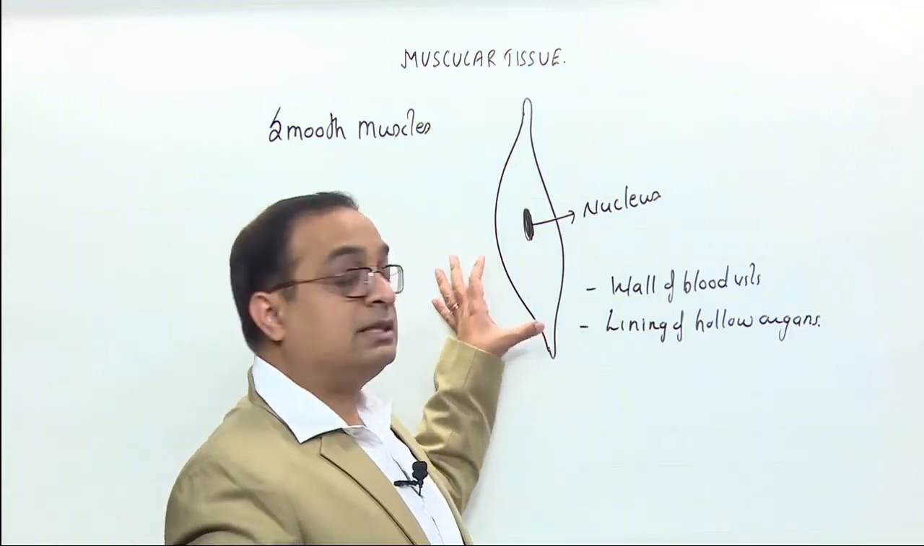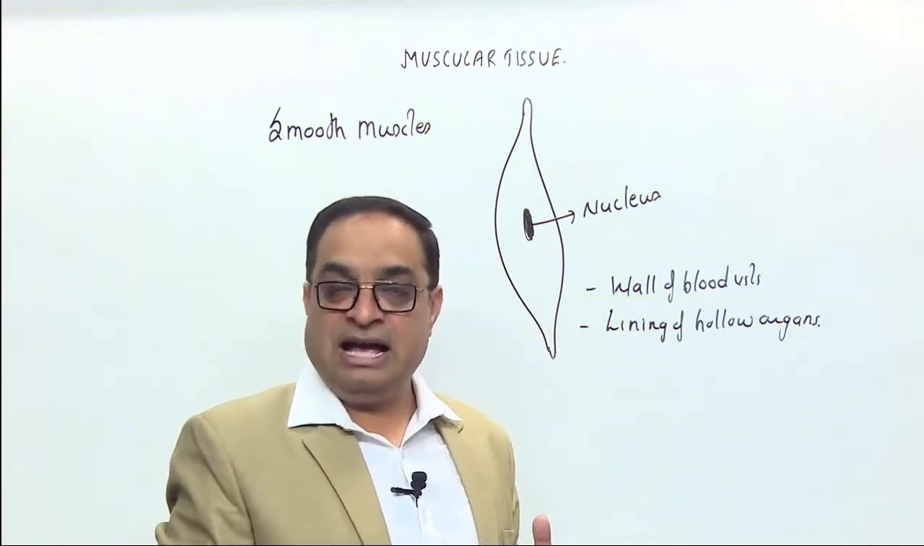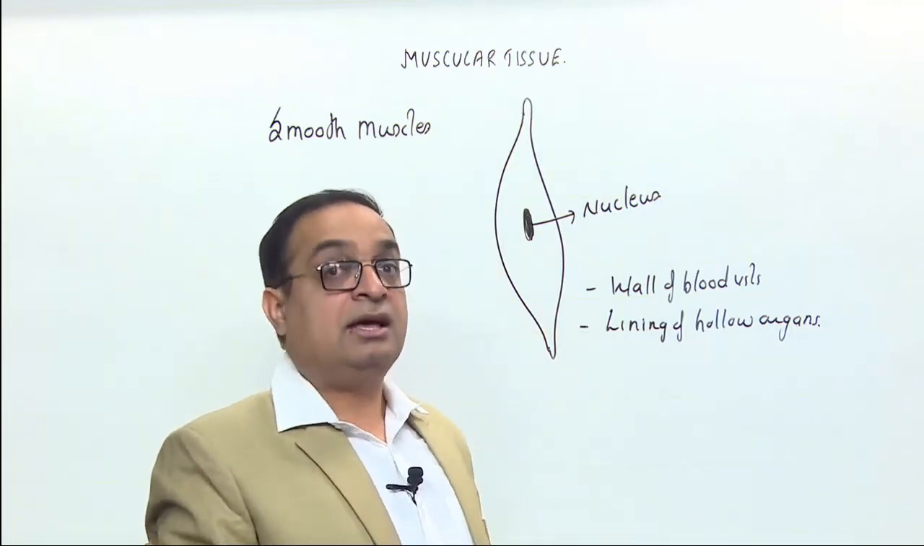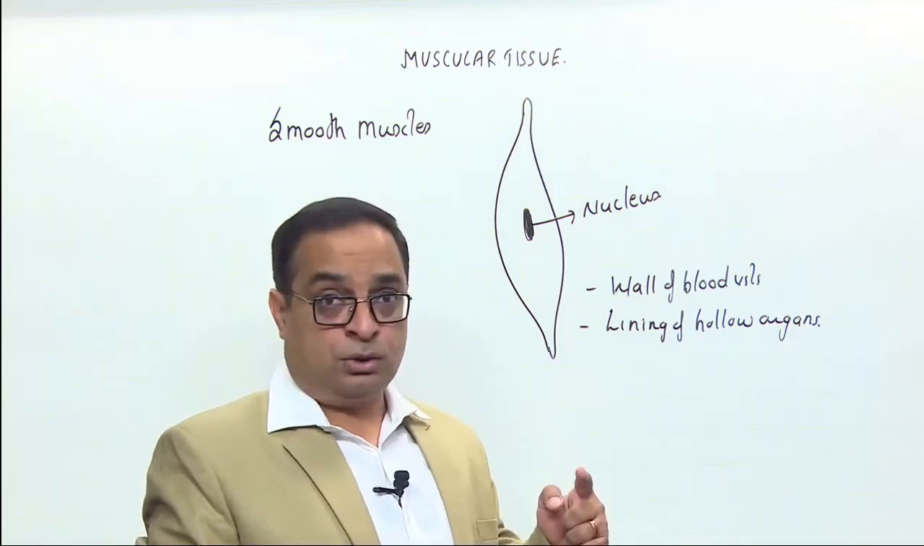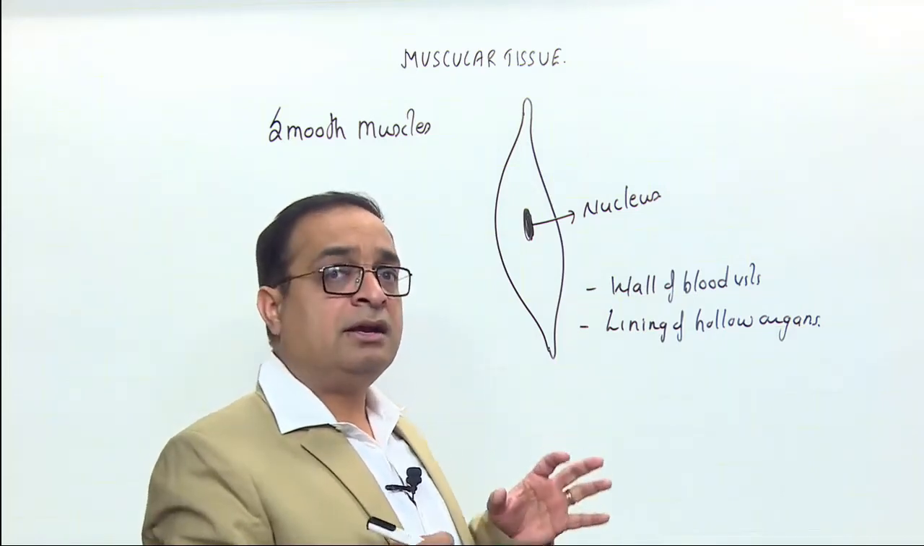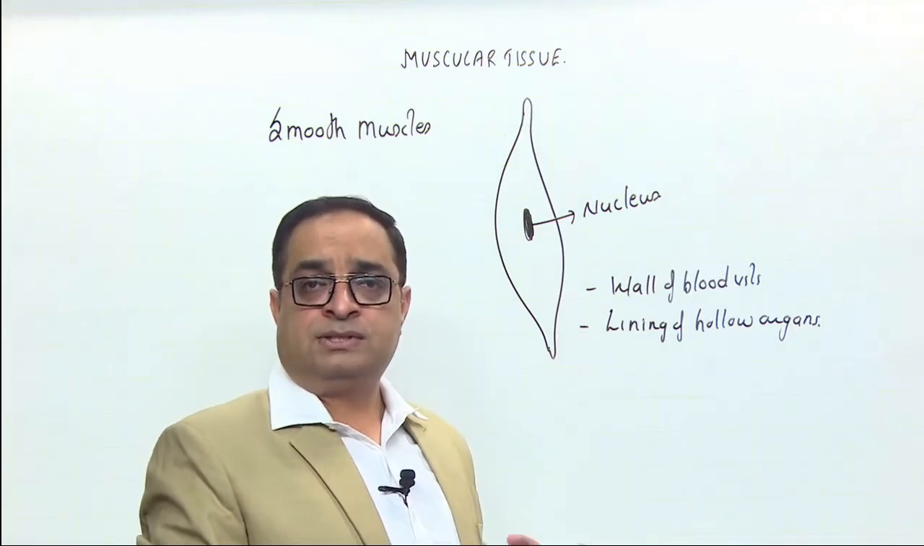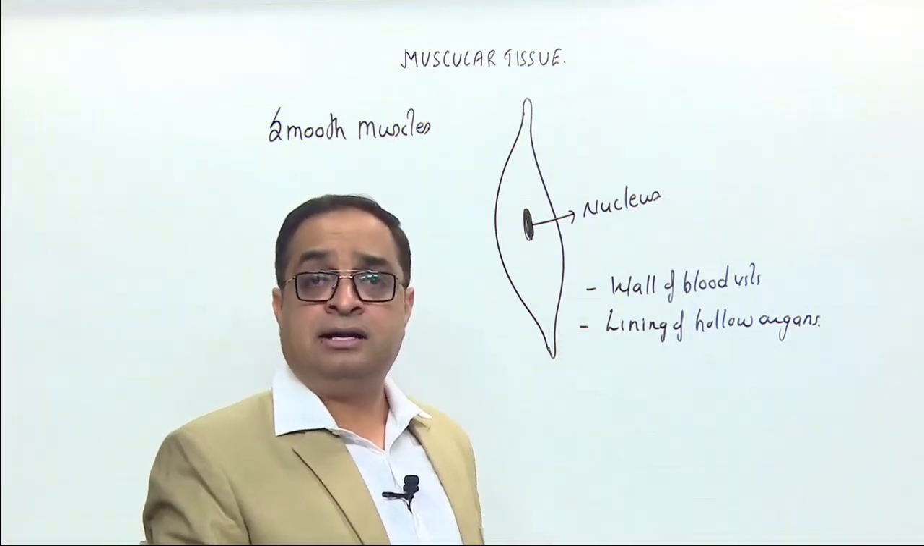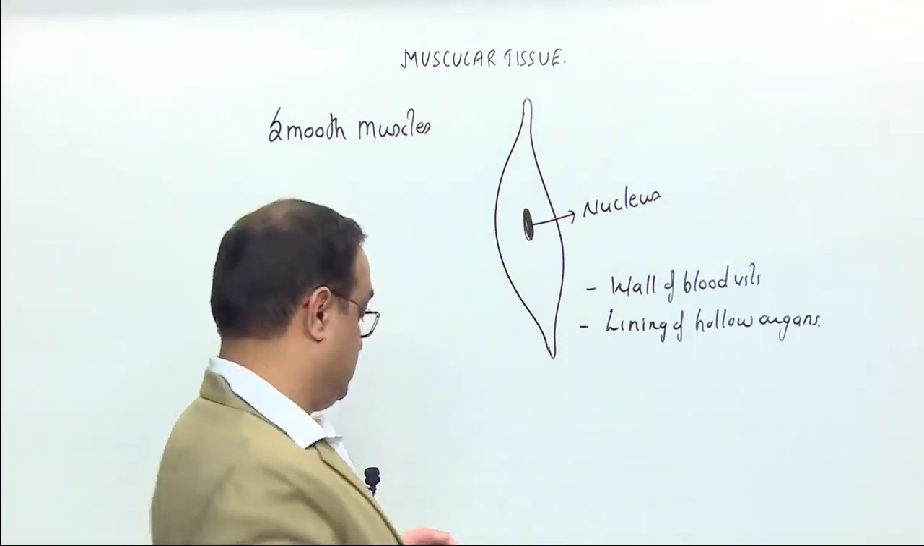Smooth muscles are slow in their contraction as well as relaxation. They are involuntary. They are not under your conscious control. They are controlled by hormones, by temperature, by ions, and by the autonomic nervous system.